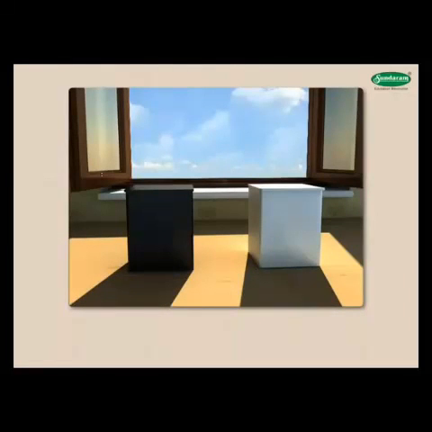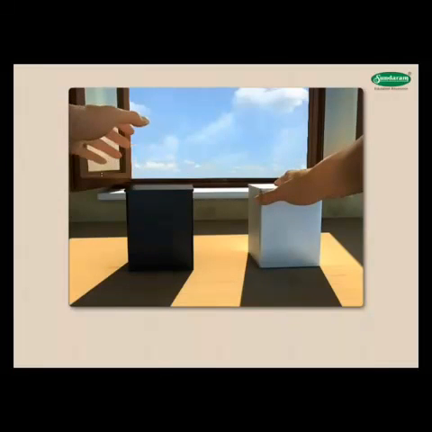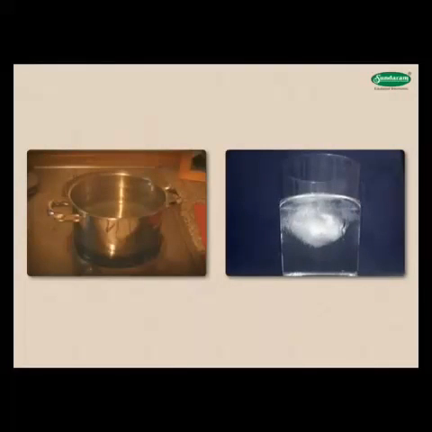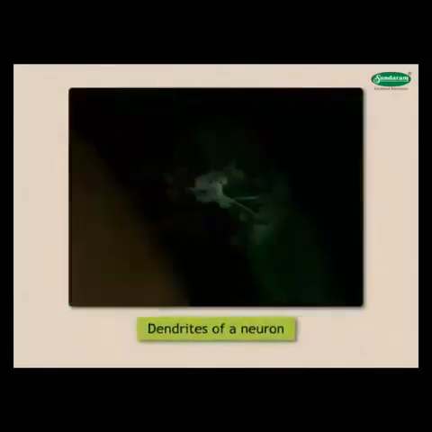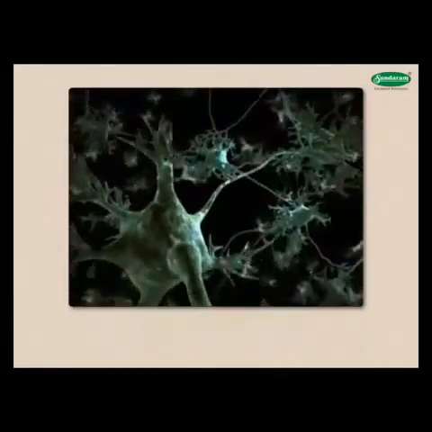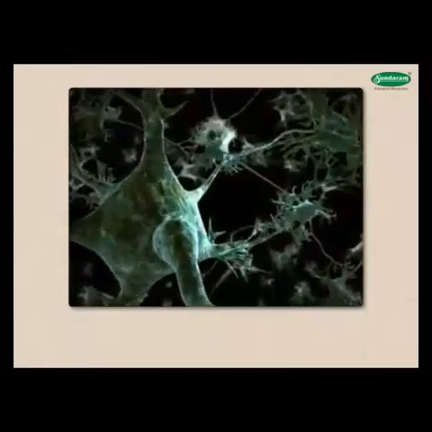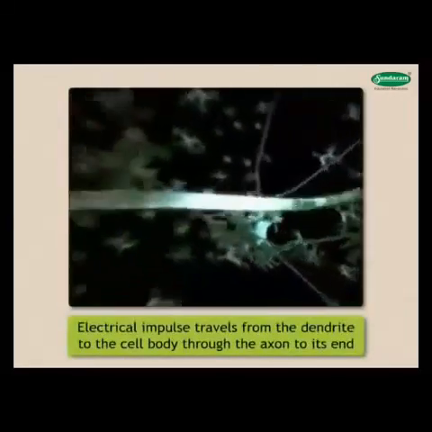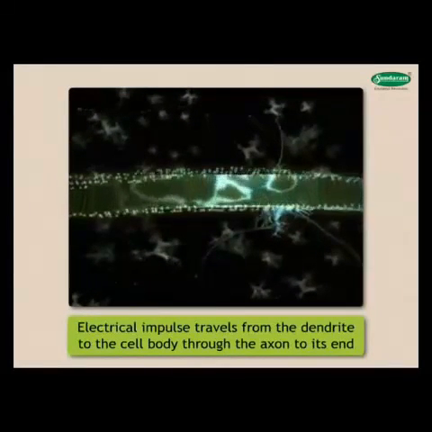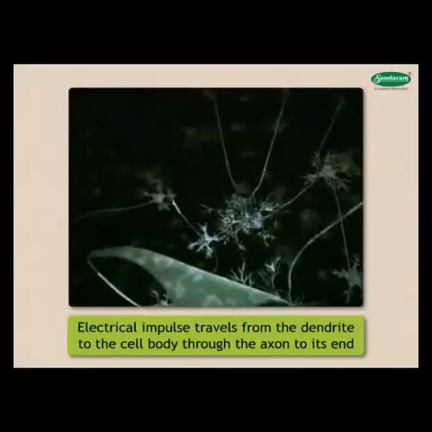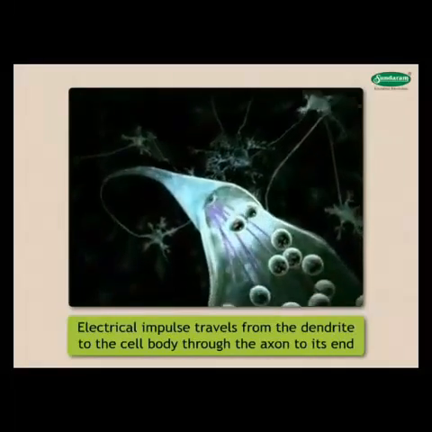Also, to determine whether an object is hot or cold, we usually touch it. How do we detect that we are touching a hot or cold object? All the information from our environment is picked up by the specialized tips of dendrites of a neuron. It sets off a chemical reaction producing an electrical impulse which travels from the dendrite to the cell body and from there through the axon, that is the nerve fiber, to its end.